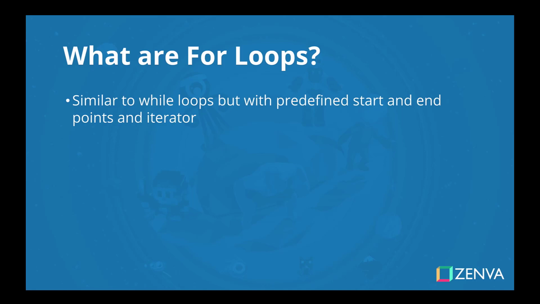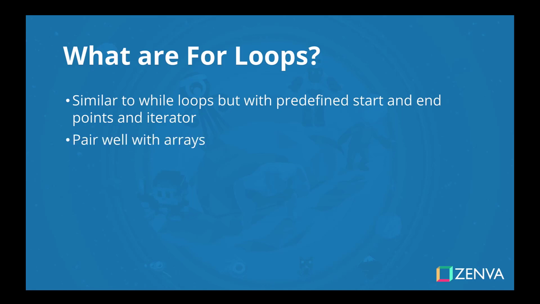This is different from while loops. While loops have no predefined endpoint, no predefined start point or iterator. It's up to us to just make sure that a condition will occur at some point that will break out of the loop. So essentially, if we know exactly how many times we want a loop to run, we use a for loop. If we're not 100% sure how many times it will run, we use a while loop.